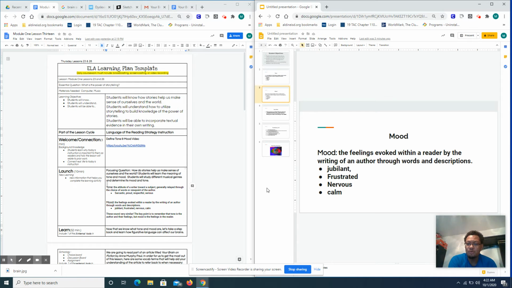All right, mood is a little different, right? We're looking at it. The definition of mood is the feelings evoked within a reader by the writing of an author through words and descriptions. Basically, people, mood is emotion. The author is gonna write a piece. He wants to see if he can get you emotionally involved.